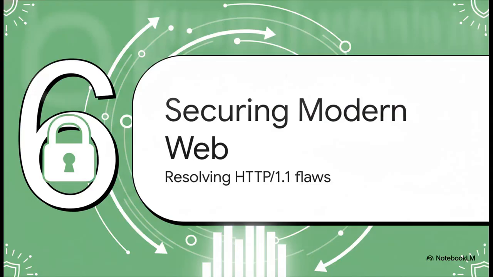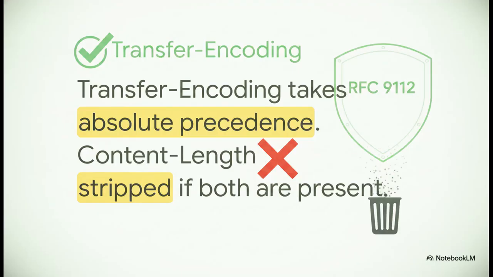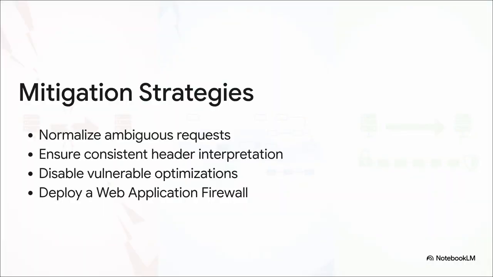Section 6, Securing the Modern Web and Resolving the Tensions of HTTP/1.1. Thankfully, the standard has been aggressively updated to rip out this ambiguity. Under the strict normalization rules of RFC 9112, if both headers are present, transfer encoding takes absolute precedence, no questions asked. And the content length header must be completely ignored and stripped out to prevent smuggling entirely. To protect your architecture today, you have got to align how your load balancers and back-end servers interpret these headers. You need to normalize ambiguous requests at the front end and deploy a WAF to heavily sanitize traffic.